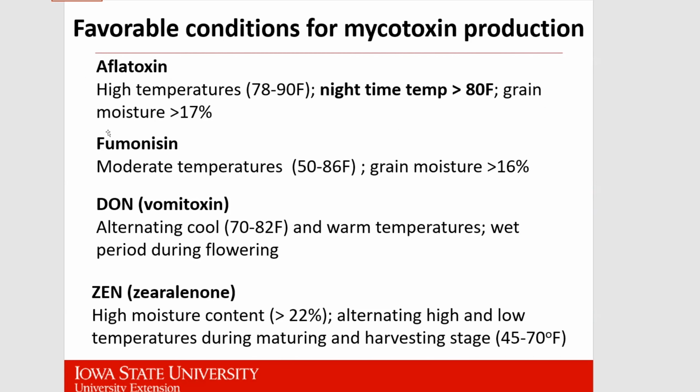Along the lines of mycotoxins, they kind of shadow what fungus they are produced by, like the aflatoxins are produced by Aspergillus. So it likes the high temperatures, particularly when nighttime temps are over 80 degrees. Fumonisin is produced by Fusariums, kind of again in that moderate place. DON or the vomitoxins, as well as zearalenone, I'm not even going to try to pronounce that one, are kind of in that middle place. Alternating temperatures kind of help produce DON. High moisture content helps produce these zearalenone toxins.